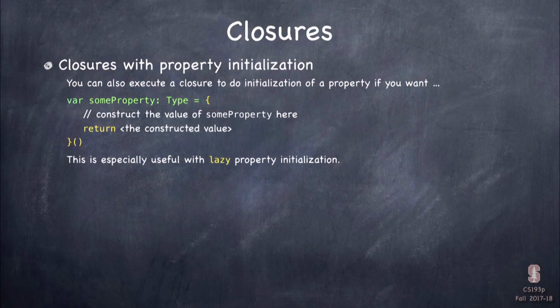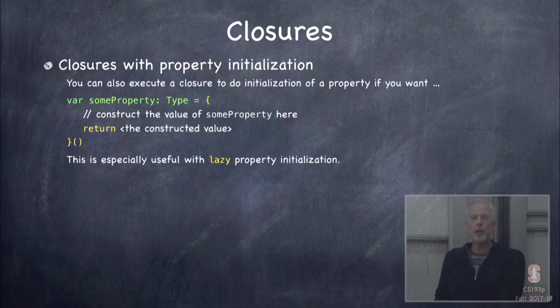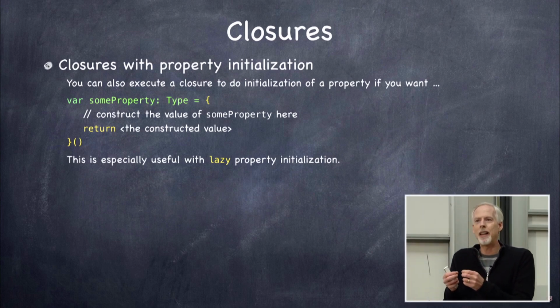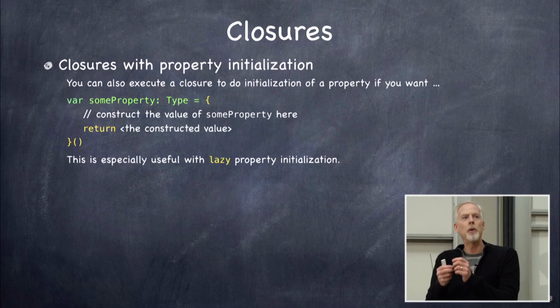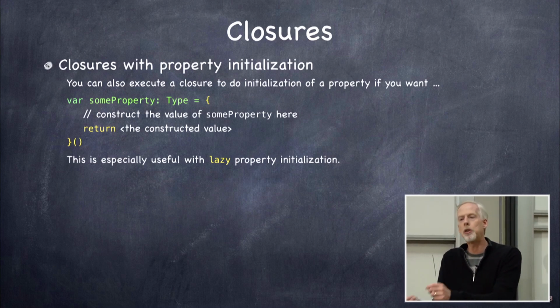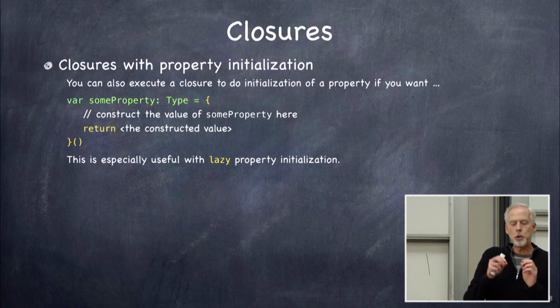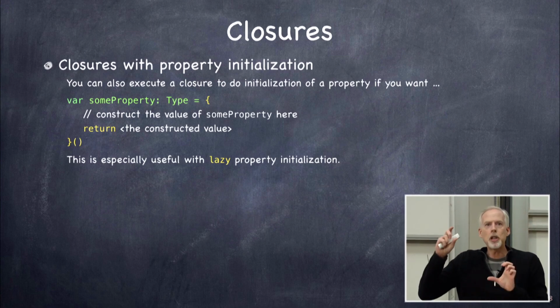Another cool use of closures, property initialization. What if you have a property and you want to initialize it to something, but you can't do a one line thing? You can't say equals 5 or equals something simple. You need to do 2 or 3 lines of code to get it initialized. No problem. You're allowed to set the property equal to executing a closure.